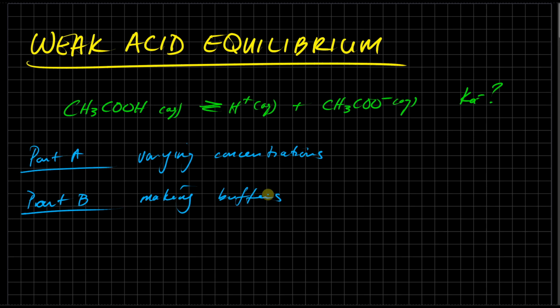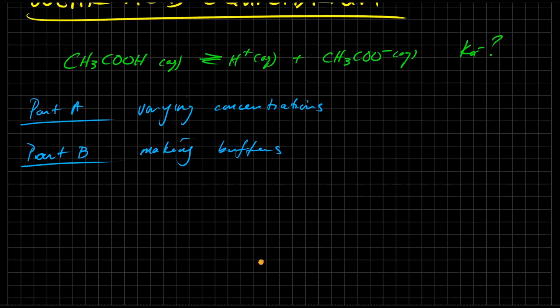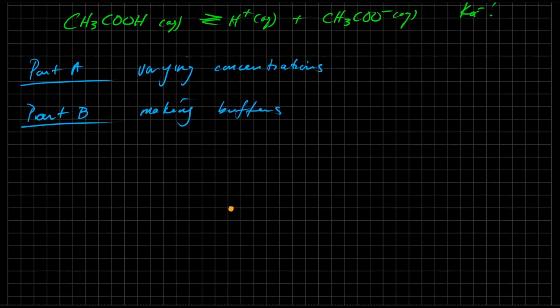And so I'm going to walk you through how each of these work, how we can do each of these experiments in theory to find a Ka of some acid. Now, we're not going to do acetic acid in my example here, but I'm just going to use some generic weak acid HA, right? So this is what we're going to work with, and we want to find a Ka for this generic acid.